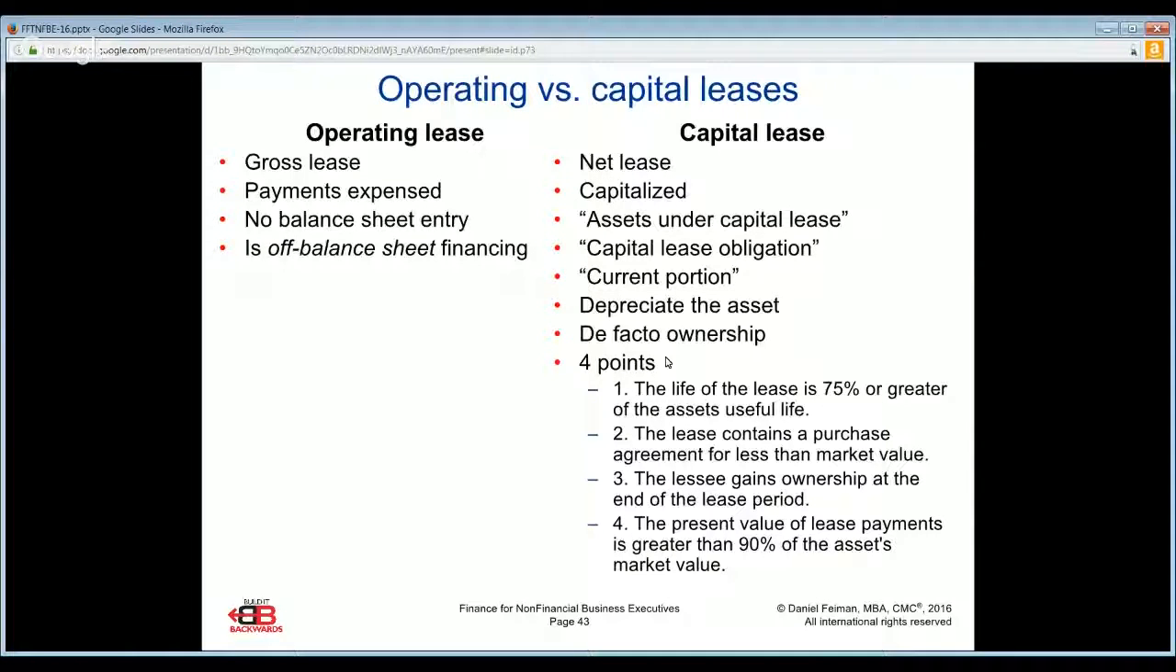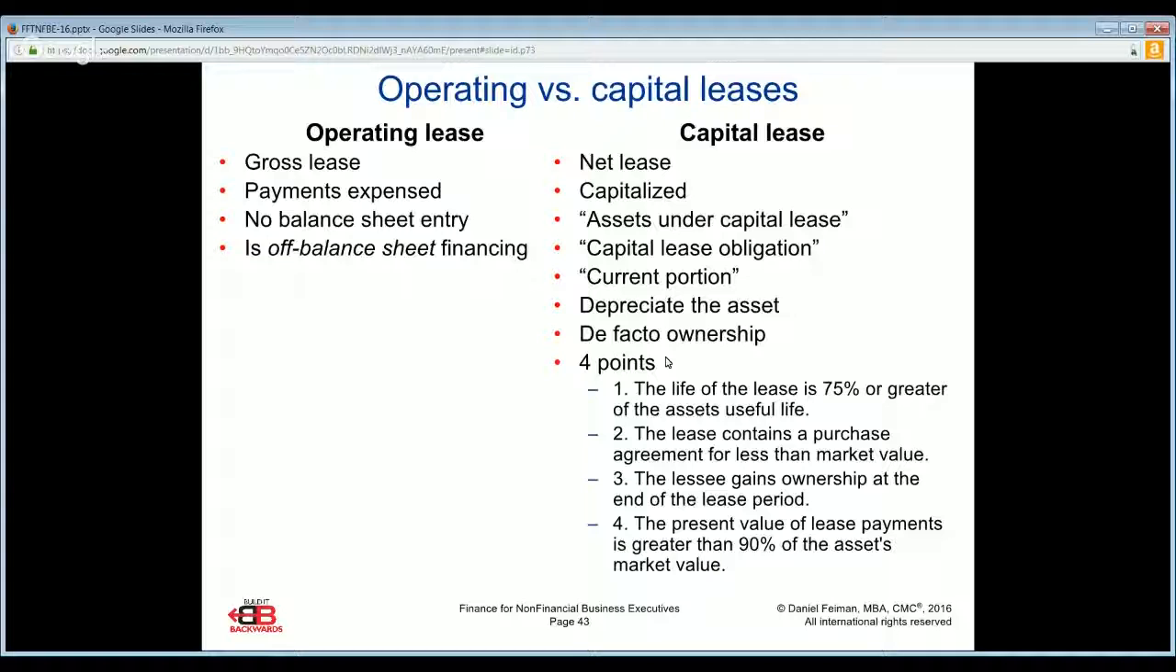That by far is one of the more common forms of leasing globally. What we also see is operating leases. And an operating lease is very, very different from a capital lease. First of all, it's a gross lease, which means if we're leasing the asset, we pay one fee. The lessor takes care of insurance, transportation, installation, etc.